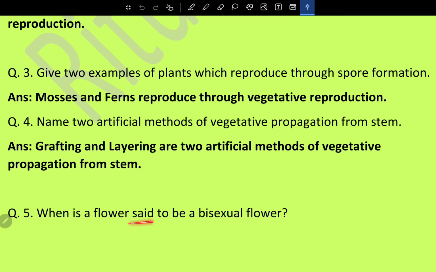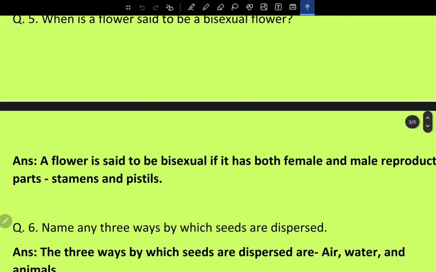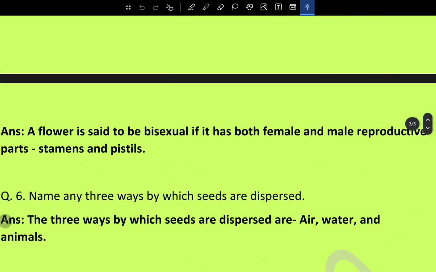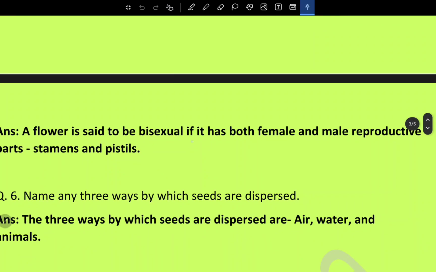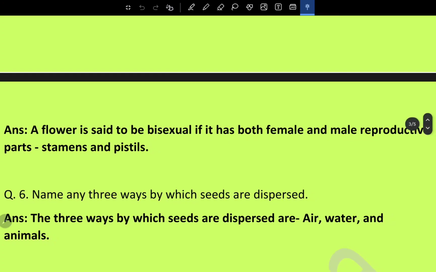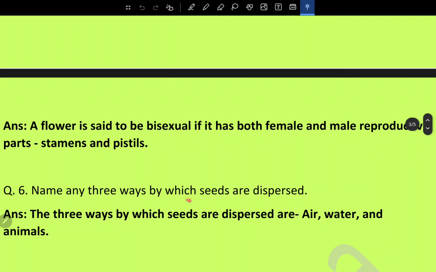When is a flower said to be a bisexual flower? A flower is said to be a bisexual flower if it has both male and female reproductive parts, that is stamen and pistil. Name any three ways by which seeds are dispersed. The three ways by which seeds are dispersed are air, water and animals.